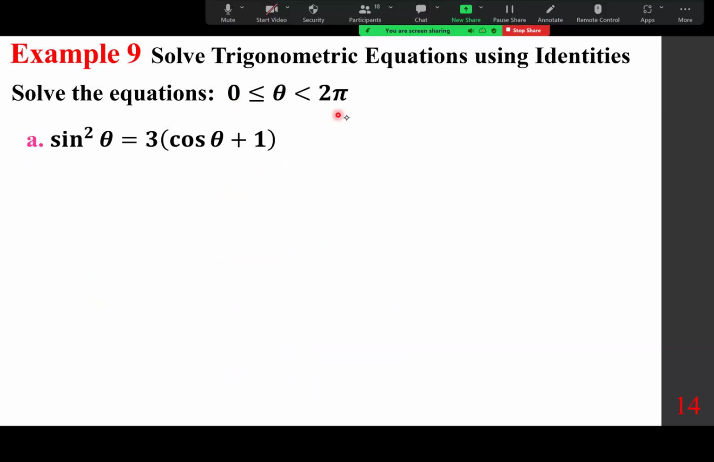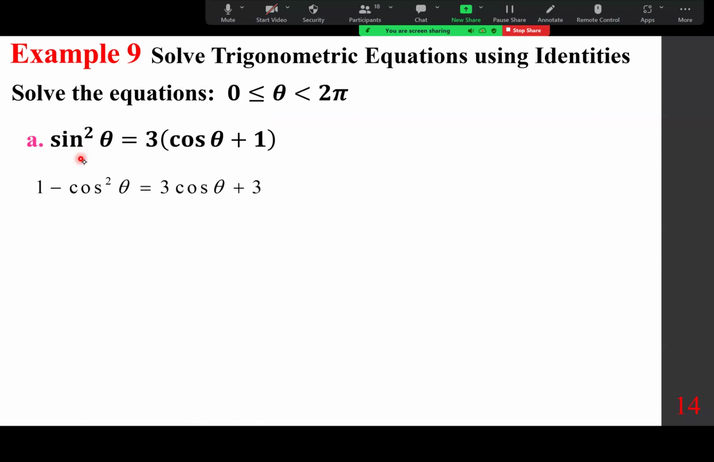Again, between 0 and 2 pi. Remember, you add 2 pi in the case of a sine and cosine if it's not. So we want to solve this, and we notice on the right side we have 3 times cosine theta plus 3. The left side is sine squared. So we use the Pythagorean identity, sine squared plus cosine squared equals 1. Change this to 1 minus cosine squared.